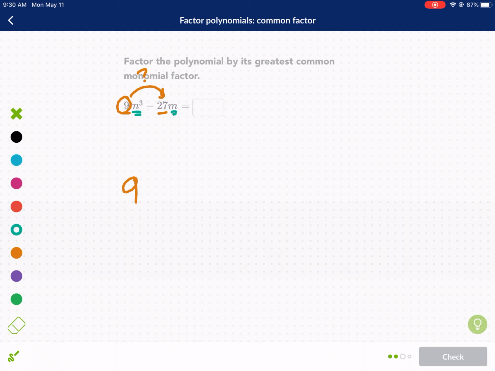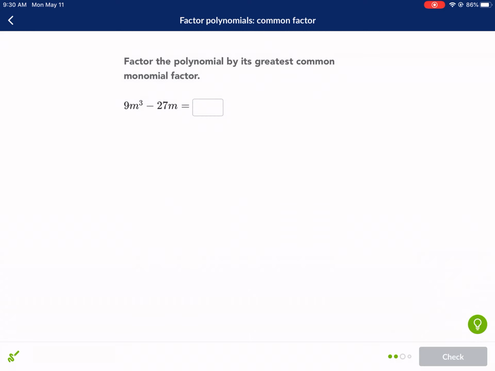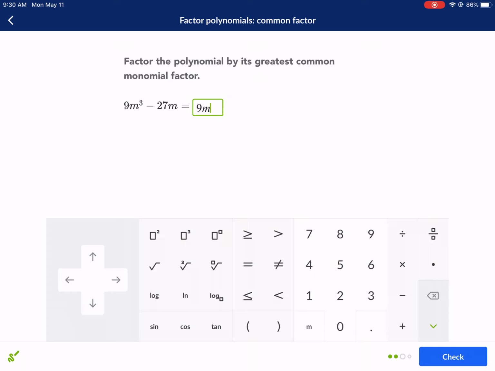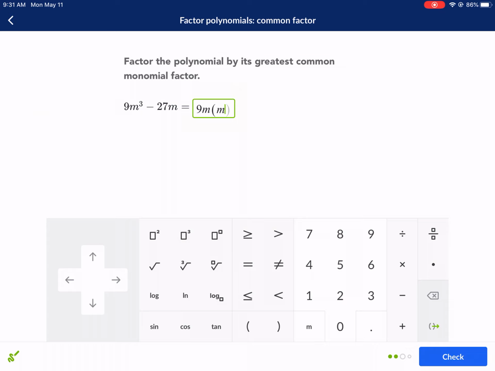Then we look at m cubed and m. We know that m is the smaller of the two, m to the first power. So that is our GCF, our greatest common factor. Now we do 9m cubed divided by 9m. Cancels. We're left with m squared. Then we have 27m divided by 9m. Cancel. We're left with 3, and it's a minus. So we have minus 3. M squared minus 3. So 9m, parentheses, m squared minus 3. Just checking it.